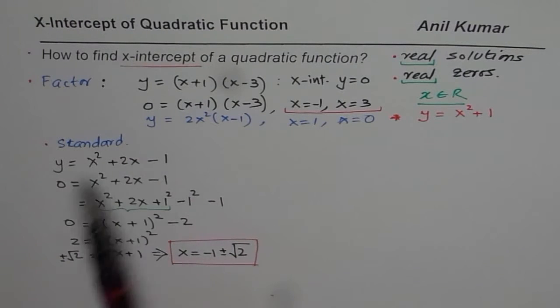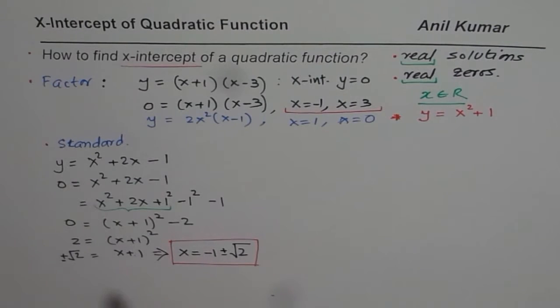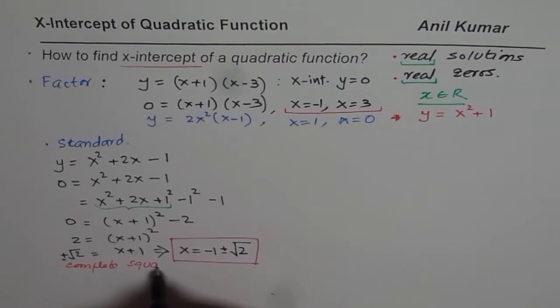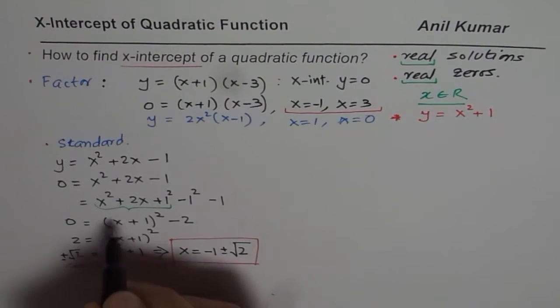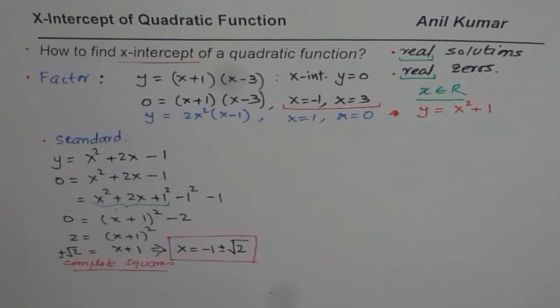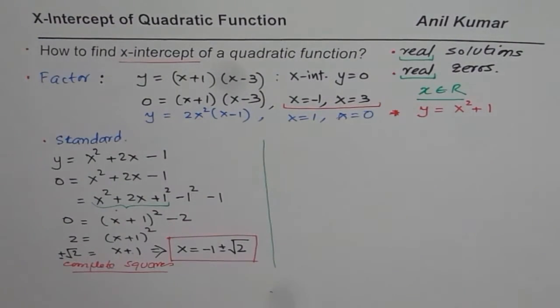Now this equation was not factorable, and therefore we did completing the squares. So one of the methods is completing the squares, which we did at this stage, right? To solve for x-intercept, right? If it is possible to factor, in that case, we should factor and then do the needful, right?